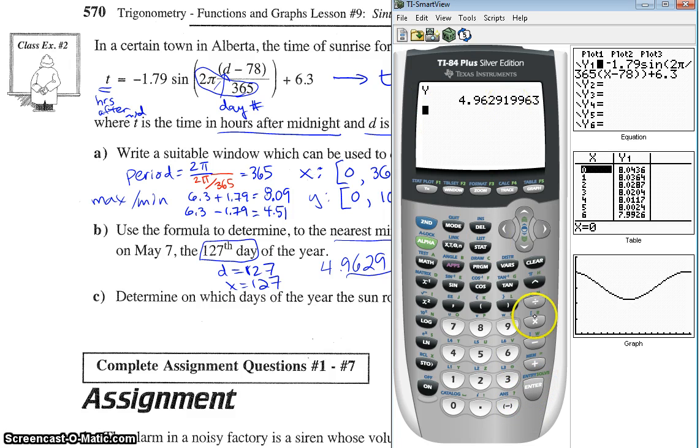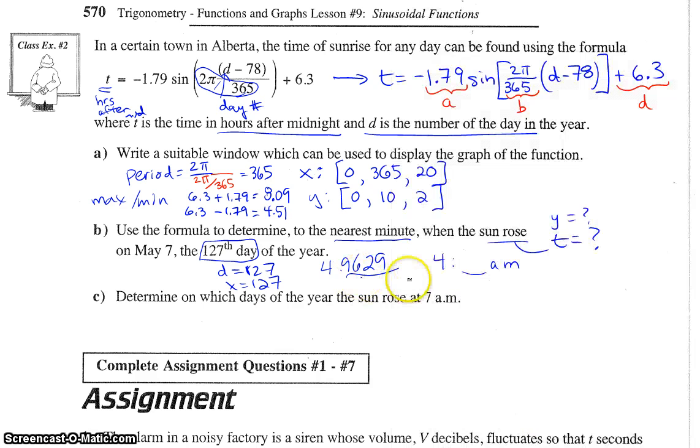It's our right number. So take away the 4 part for 4 a.m., and then we have 0.96 of an hour, so times 60, and we get 57.775 minutes. So to the nearest minute, 58 minutes. So we can write that as 4:58 a.m. as the time. The sun rose on the 127th day, May 7th.